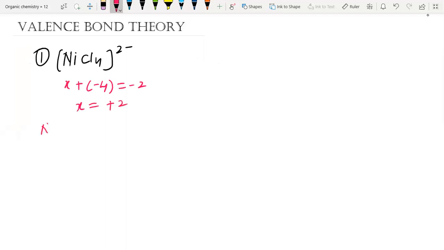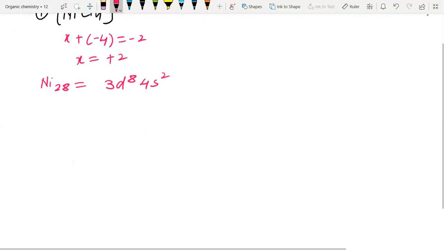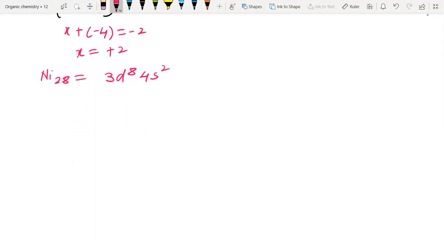Now the atomic number for nickel is 28. Generally we'll write here 3d8 and 4s2 because we require this only. We are not writing the full electronic configuration as we require this. So next for nickel +2, as we see here, the oxidation number is +2. So for this, the electronic configuration will be 3d8 4s0.